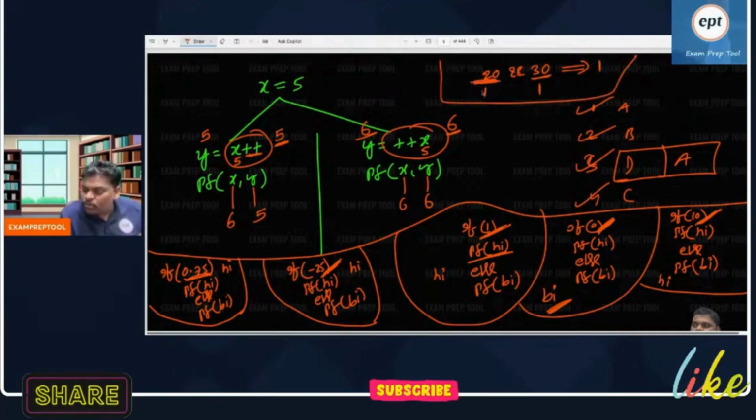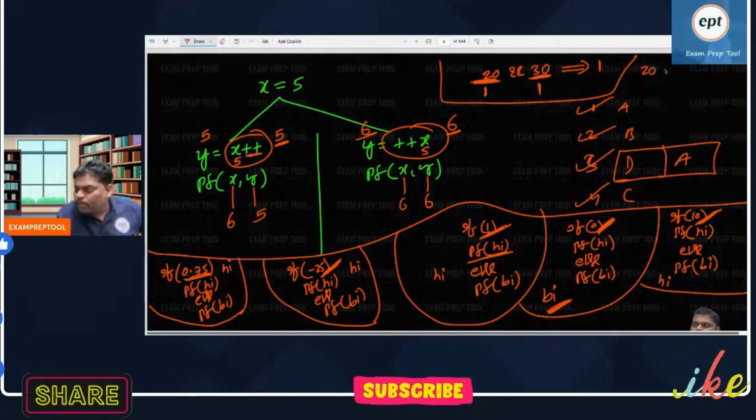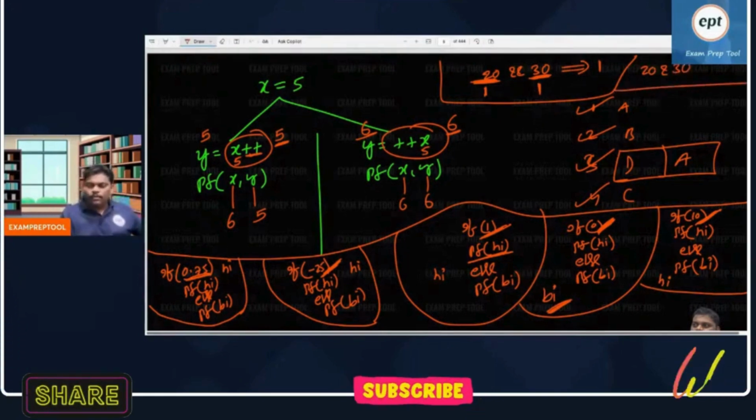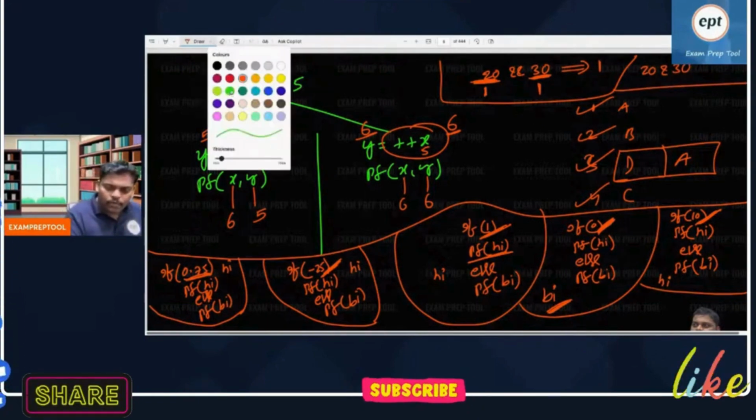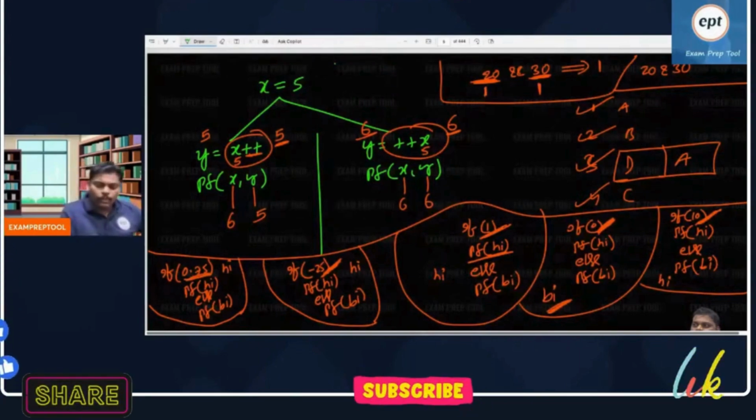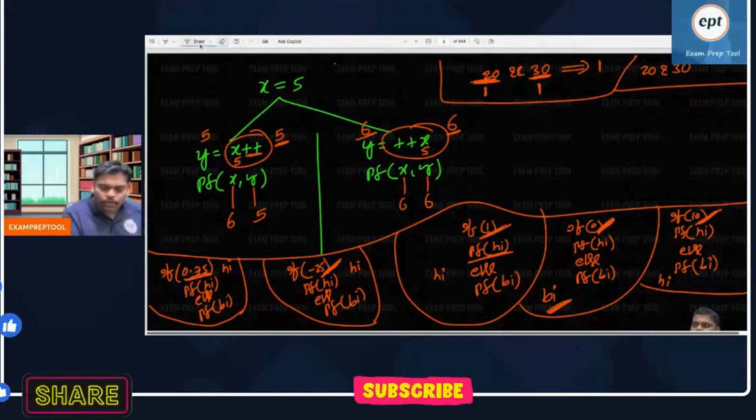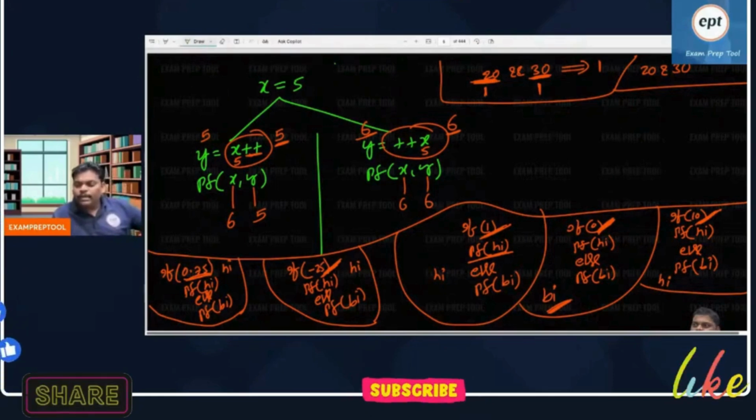Is it non-zero? Yes, 1 means true, it is non-zero. 1 and 1 is 1. Now an interesting answer. 20 and 30, what is the answer? Careful, careful, what is the answer?